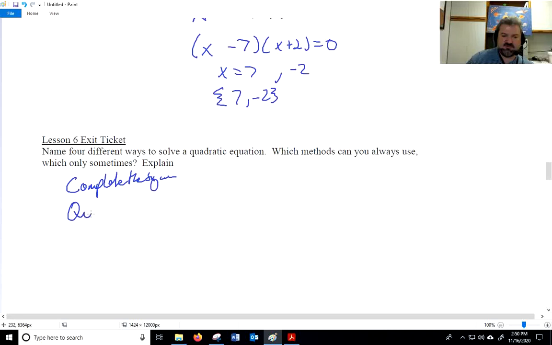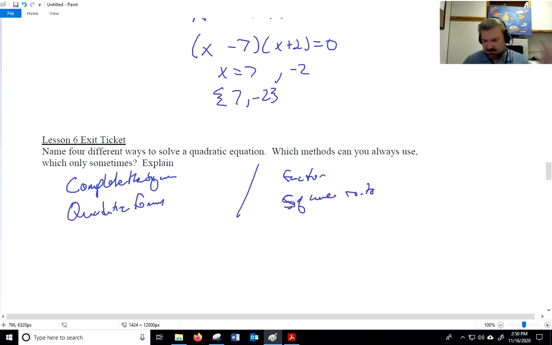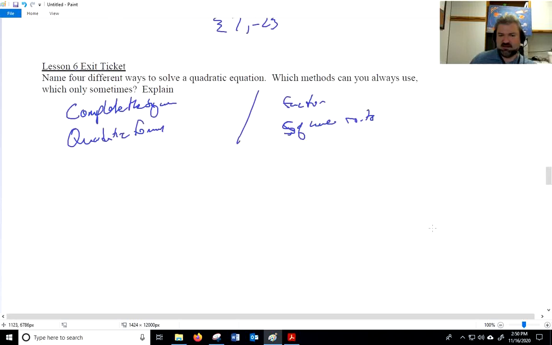We can always use the quadratic formula. But we can sometimes factor, and we can sometimes use square roots. So in order to use factoring, it has to be factorable. In order to use square roots, we have to have no x term. And that's it.